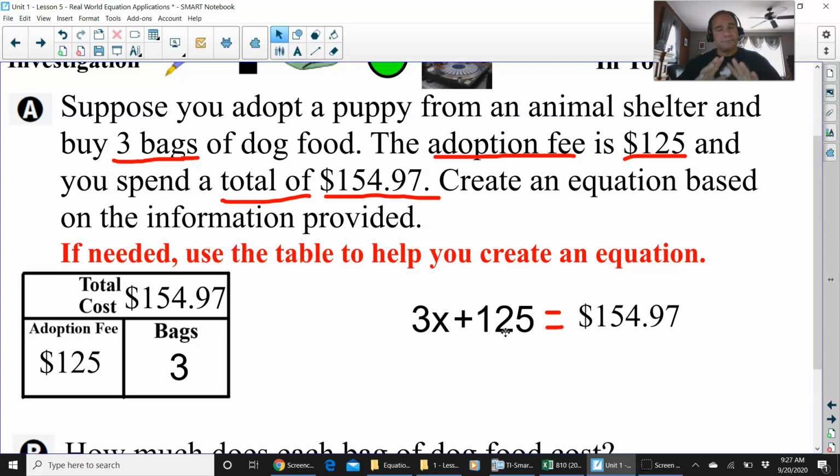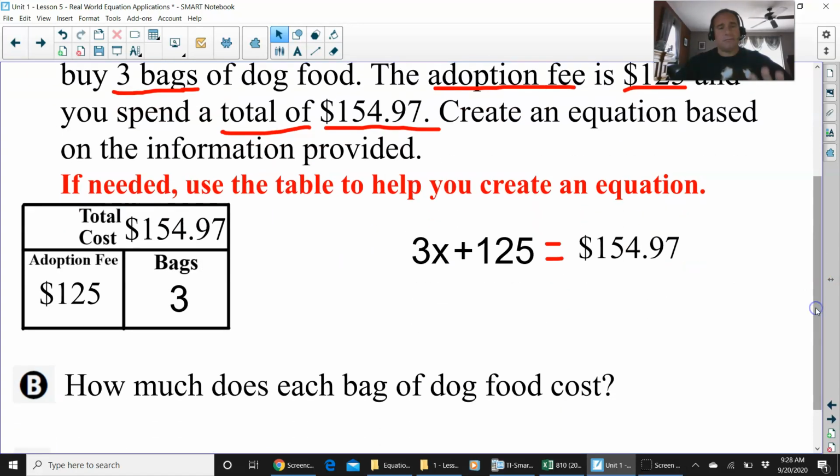Go ahead. We're going to solve this right now and then answer B with your answer of X. Solve it for X and then answer B. Press pause and try the problem now.